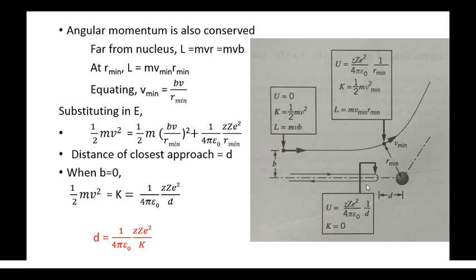And here we know that the distance of closest approach is d when b is equal to 0, isn't it? So you can substitute b as 0 in this equation, and the second term gets cancelled, and ½mv² is equal to 1/(4πε₀) Ze²/d. From that you can calculate d, the distance of closest approach, as 1/(4πε₀) Ze²/K.